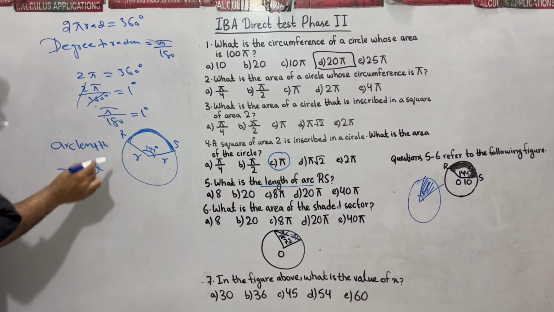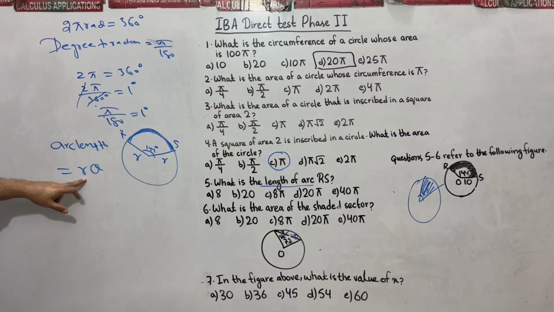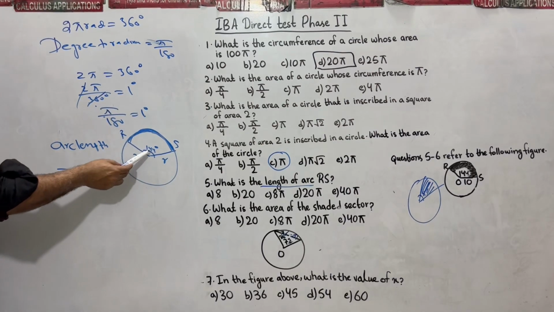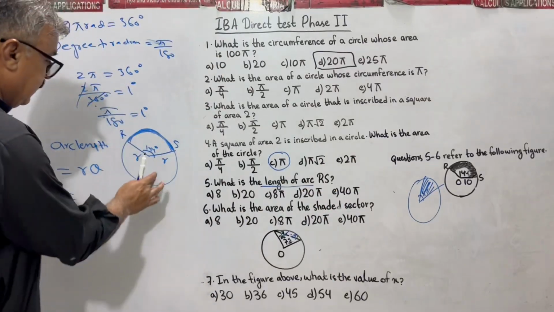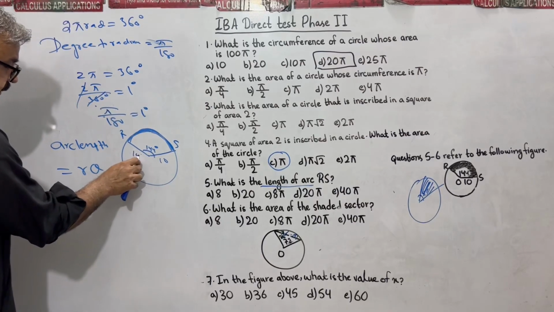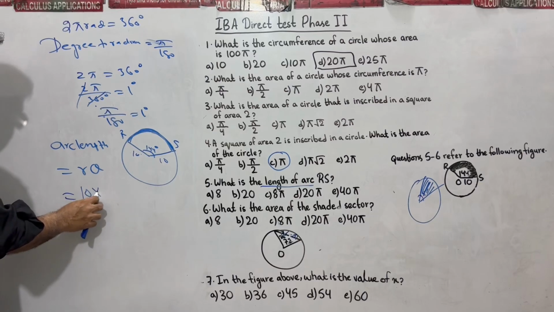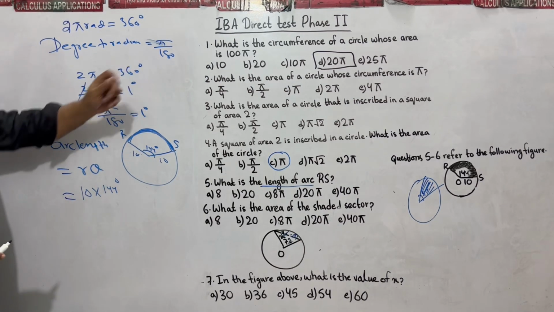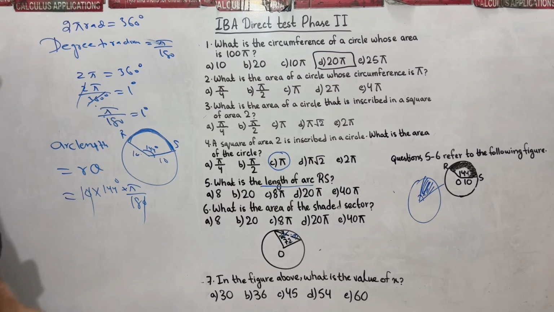R times the angle subtended at the center, but in radians. We have this in degrees. The value of R is 10. I have written radius, it is given to us, that's 10. Plug in the values: 10 times 144. It is in degrees, we have to convert to radians. Just multiply by pi over 180.